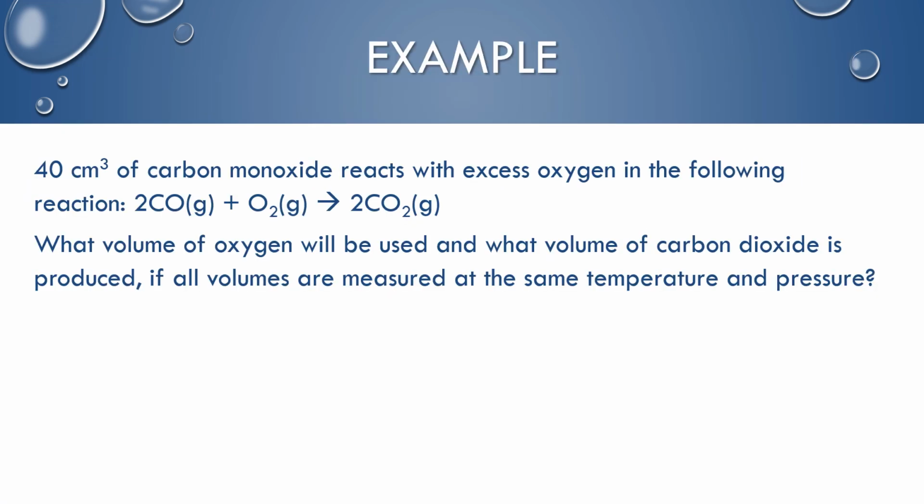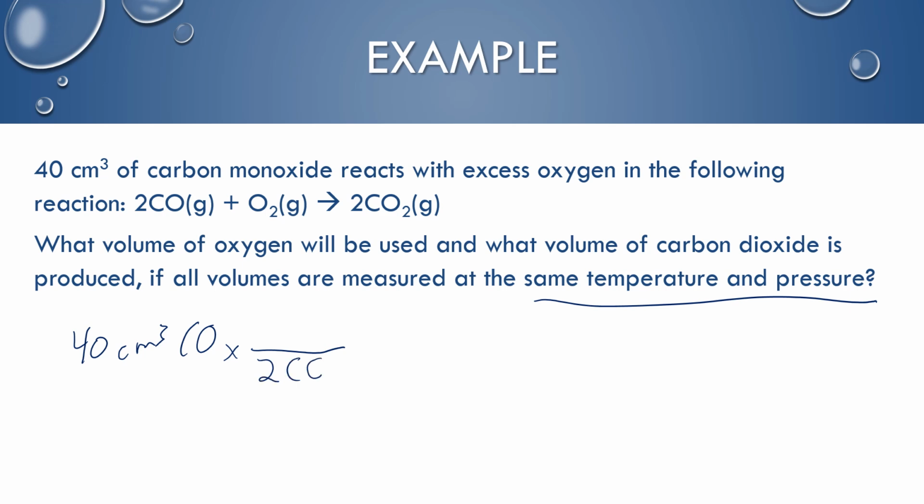Now here's another example. Let's say 40 cubic centimeters of carbon monoxide reacts with excess oxygen in the following reaction, and they're all gases in this case. What volume of oxygen will be used, and what volume of carbon dioxide is produced if they're all measured at the same temperature and pressure? So we know Avogadro's law is in effect. I have 40 cubic centimeters of carbon monoxide. For every 1 reaction, there's 2 carbon monoxides for 1 oxygen. So I must be using up 20 cubic centimeters of oxygen gas.